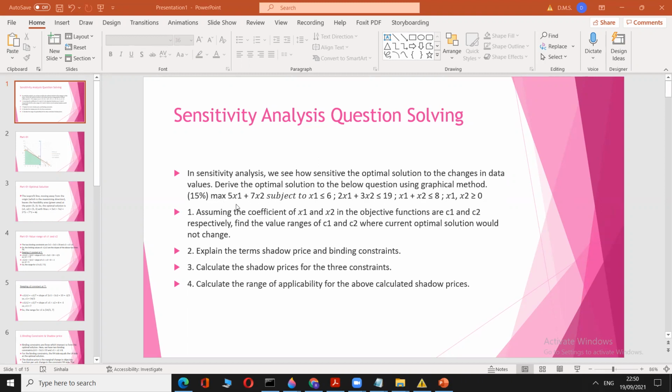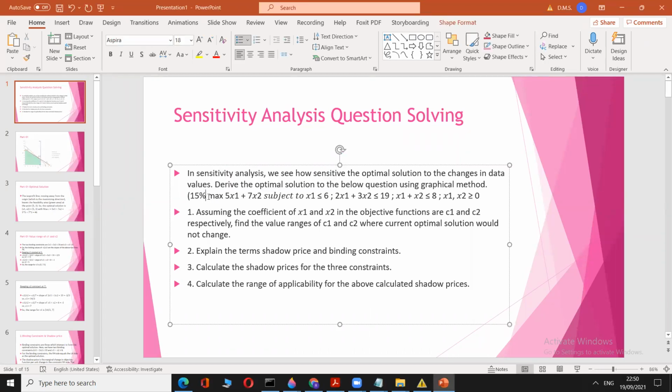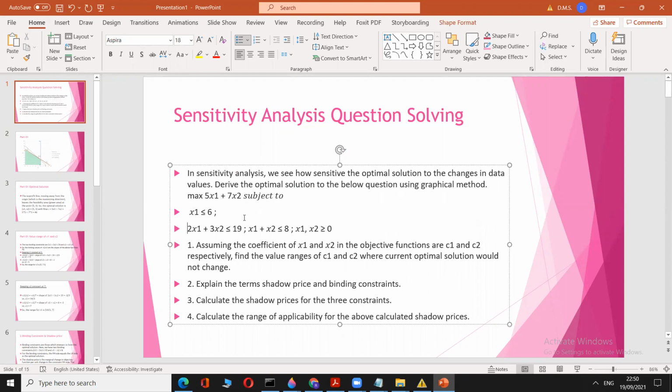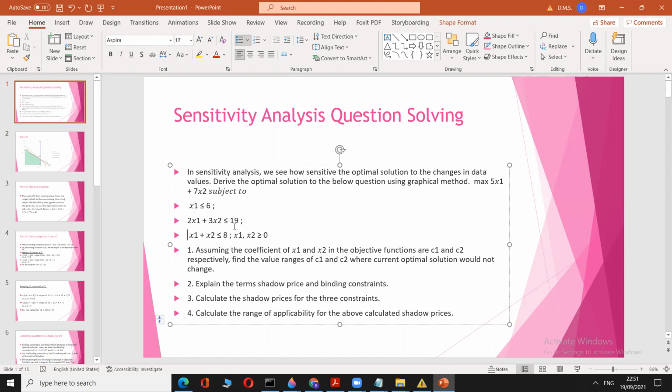Maximize 5x1 plus 7x2, that is the question. So this is a maximization question: Max 5x1 plus 7x2, and these are the given constraints. x1 less than or equal to 6, and the second constraint: 2x1 plus 3x2 less than or equal to 19, and the third one is x1 plus x2 less than or equal to 8.